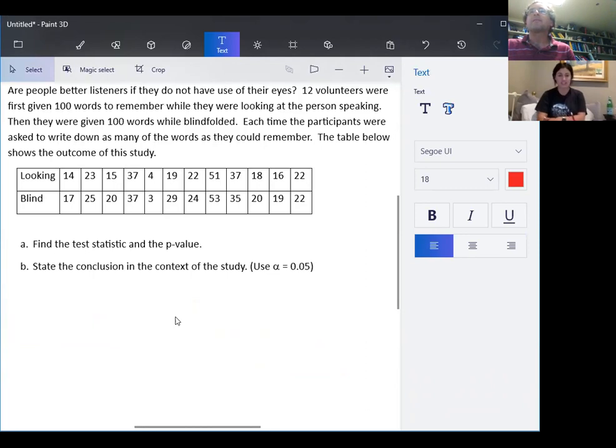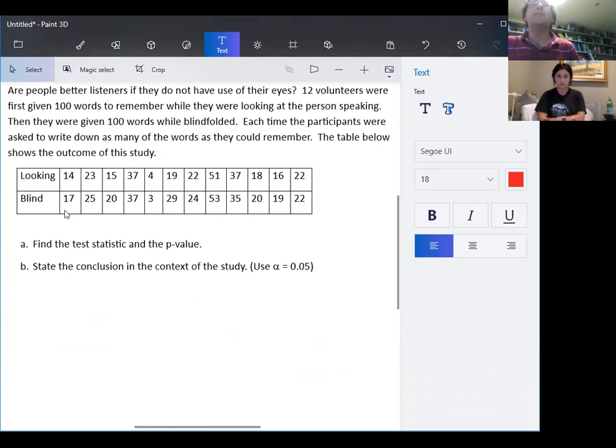Is it the same sample, like the same people? Yeah, it's the same people. So if you look at this 14 and the 17 here, that's one person who had 14 right with seeing and 17 right blindfolded. So these are dependent. Does that make sense? Because the idea is if you can remember more looking, you're probably going to remember more blindfolded, right? These are very much dependent samples.